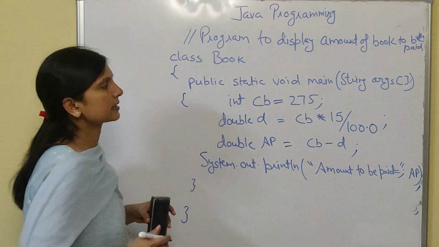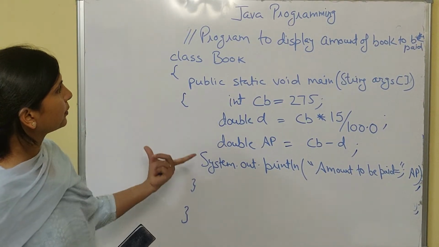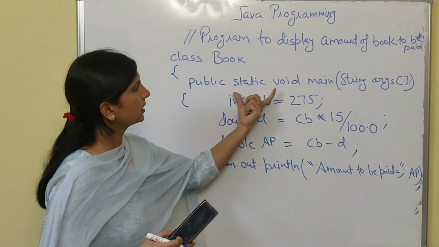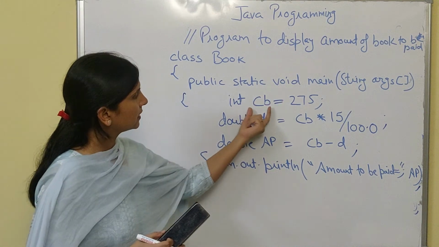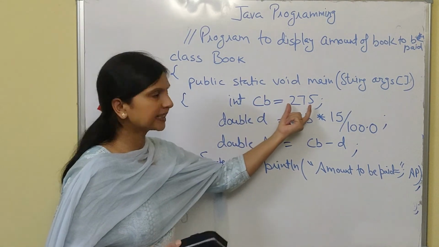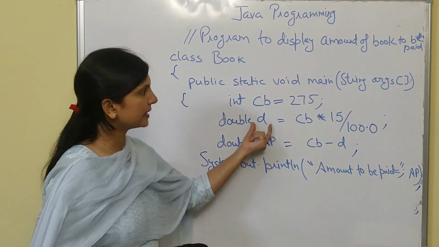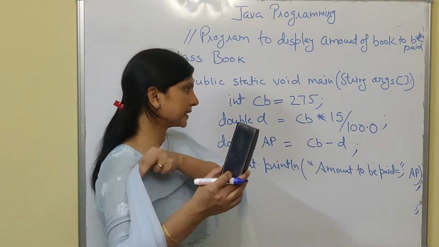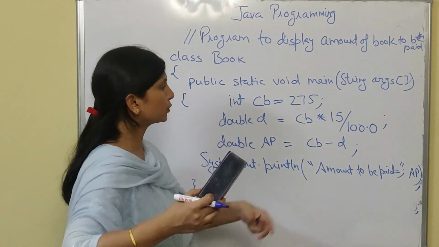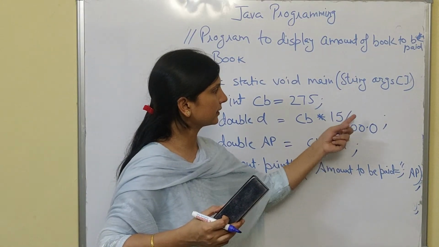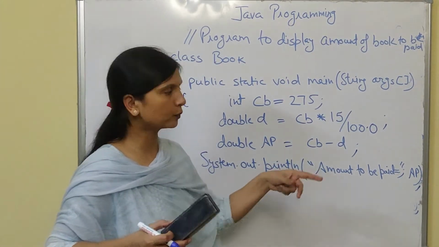Now the class close. So this is a simple program. Class book, main function, CB cost of book. You can take any number. To calculate the discounted price, how will you calculate it? CB into 15 by 100. For divide, you will use forward slash.